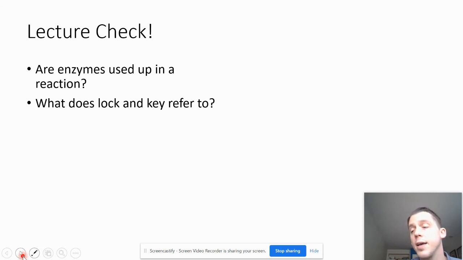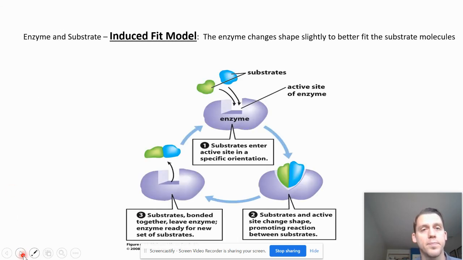So your answer, are the enzymes used up? The answer is no, they are not used up. They get used again and again and again. And number two, what does lock and key refer to? It refers to that the enzyme is specific for a type of substrate.